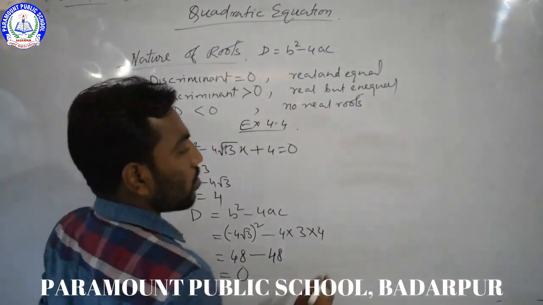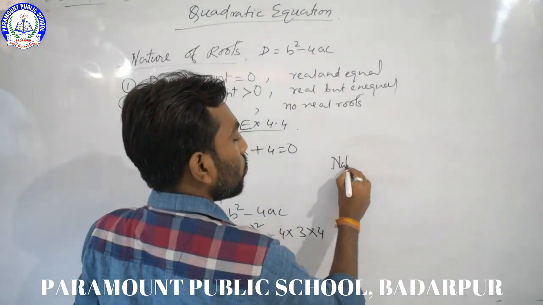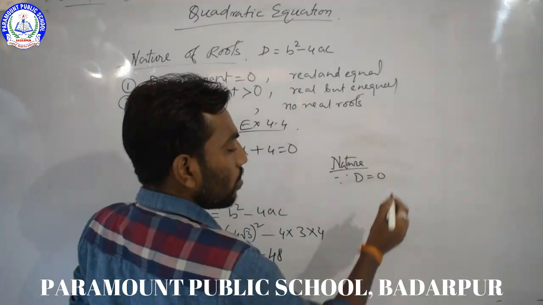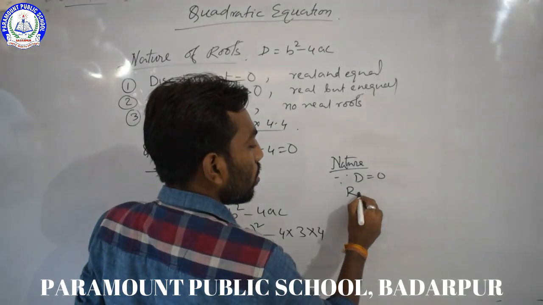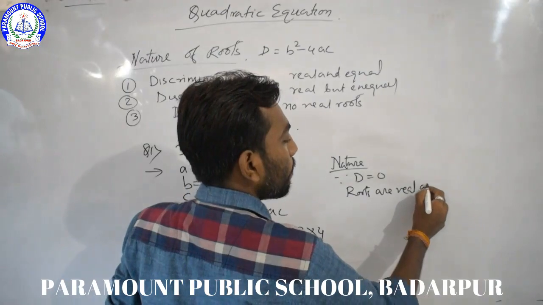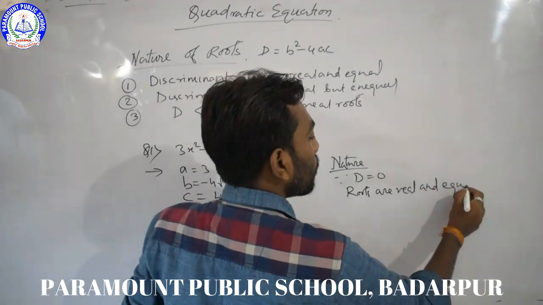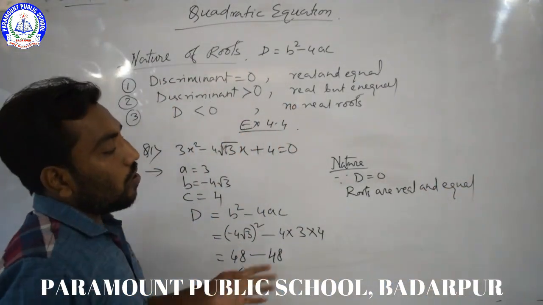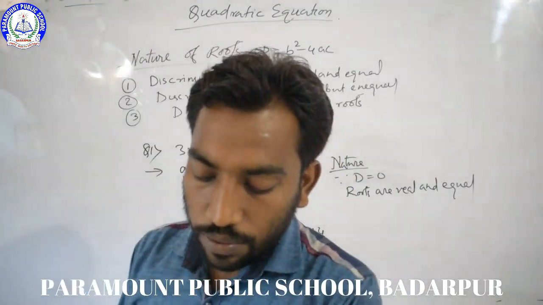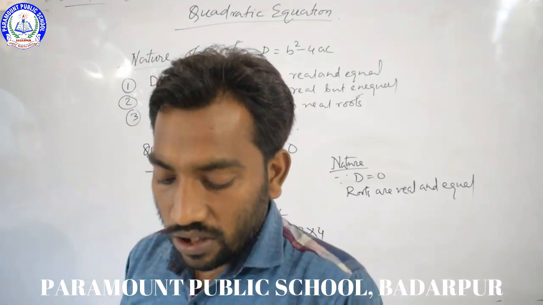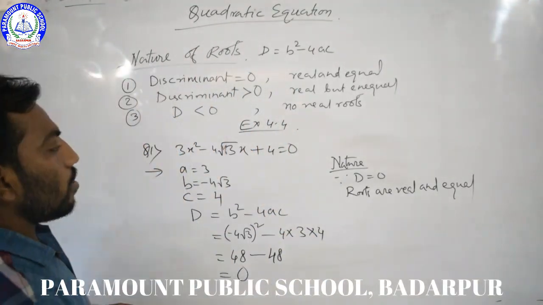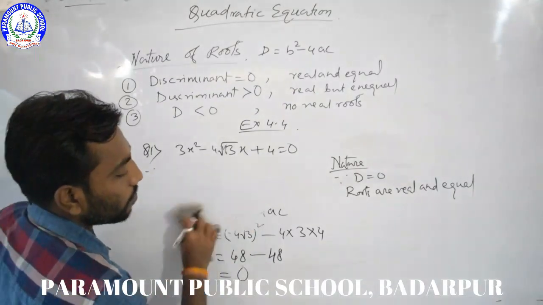So we can write the conclusion that since our discriminant value is equal to 0, we can say the nature of the roots is real and equal. Now since our nature becomes real and equal, they are asking, if the real roots exist, find the solution. Now we will go for solving the problem with the quadratic formula.